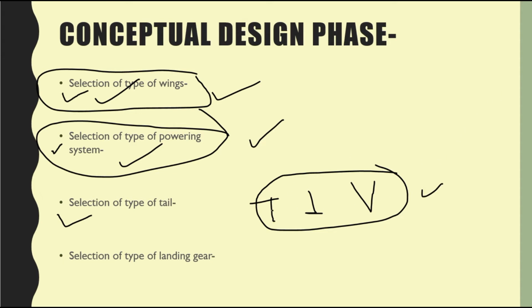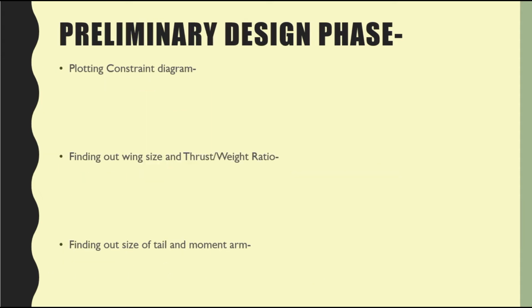But what I'm trying to tell you is that this is just the first initial phase of design, that is the conceptual design. After that, we enter into the constraint diagram, that is the preliminary design phase. So in the preliminary design phase, we will plot a constraint diagram. Now you all must have heard constraint diagram from me since the last two lectures, but now I'll tell you what exactly a constraint diagram is.